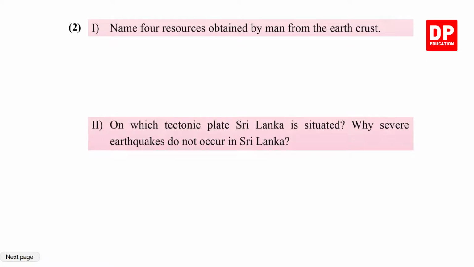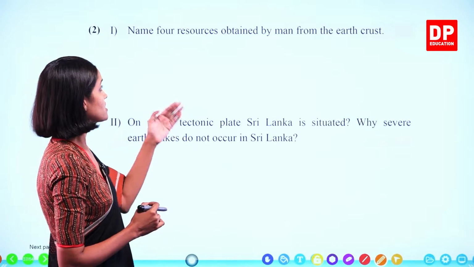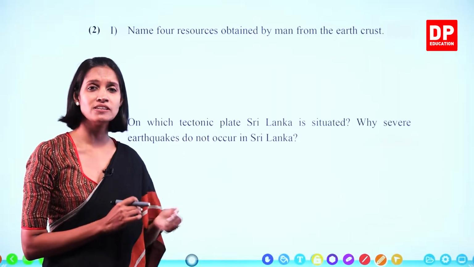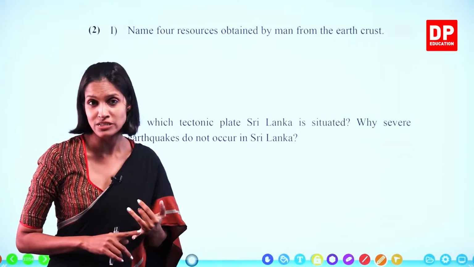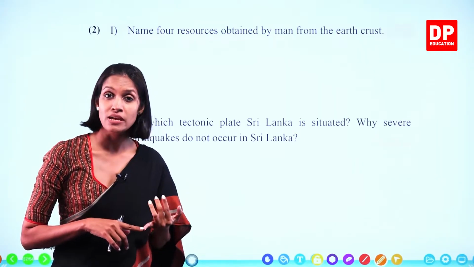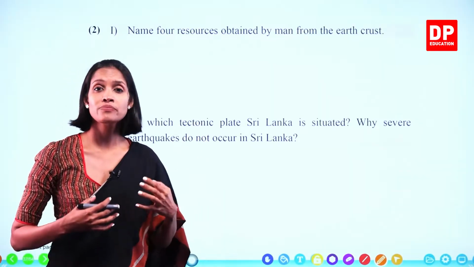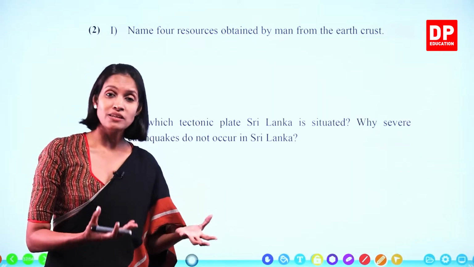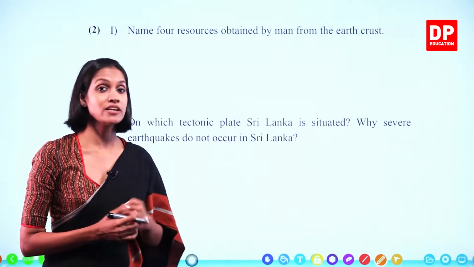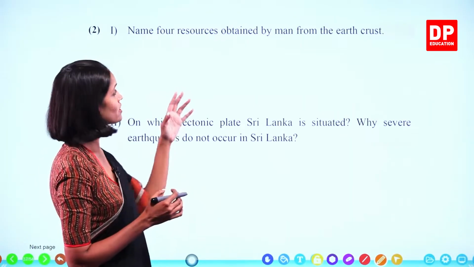Name 4 resources obtained by man from the earth crust. So the earth crust contains elements like oxygen, silicon, aluminium, right? And at the same time, man obtains different resources from the crust. What are they, children? Building materials or construction materials, minerals, different types of metals, fossil fuels, and the soil in the crust acts as a good habitat for animals. Now here the resources obtained by man, so we can't consider that one, right? And soil for agriculture, right? We can write those types of things.